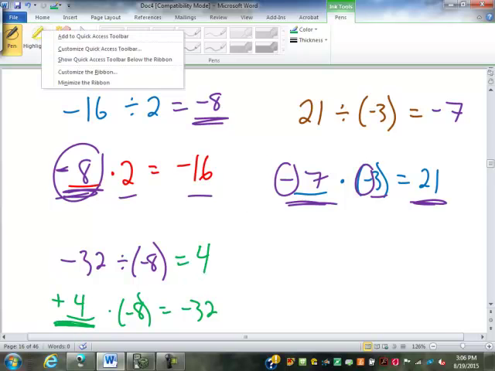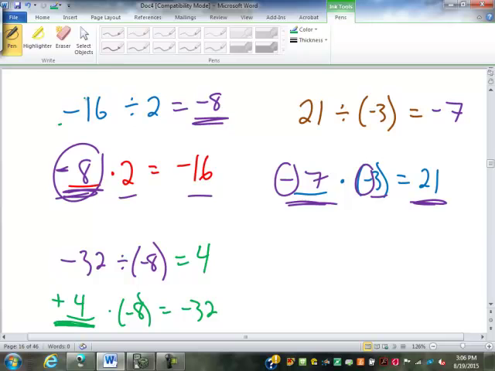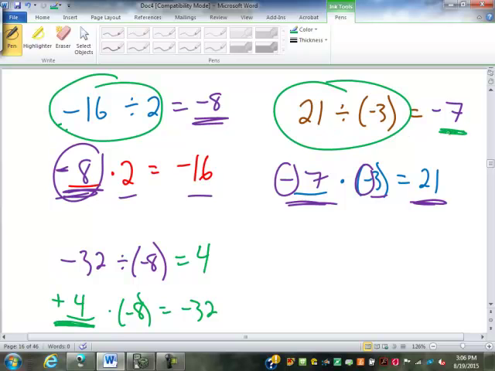So we can see with our division that same pattern holds up. If I divide a negative by a positive or a positive by a negative, I get an answer that's negative. If I divide two negatives, I get an answer that is positive. So just like with multiplication, if I have one positive and one negative, my answer comes out to be negative. If I have both positive or both negative, the answer comes out to be positive.